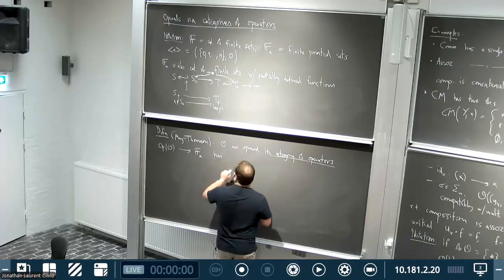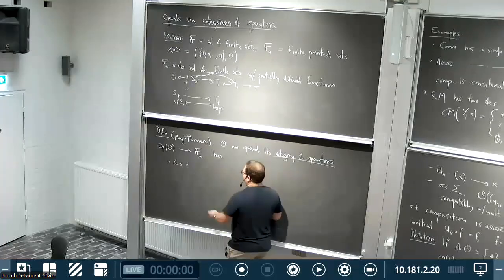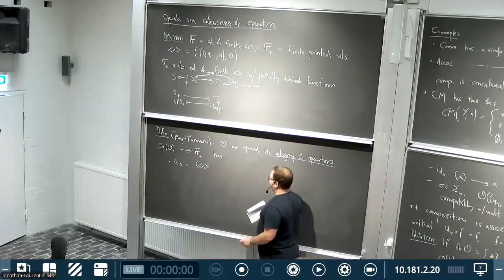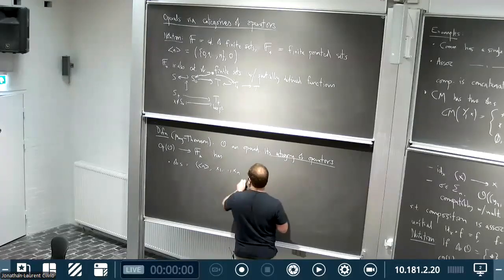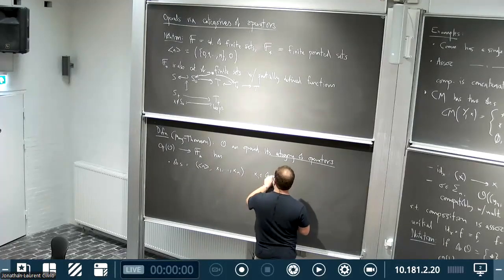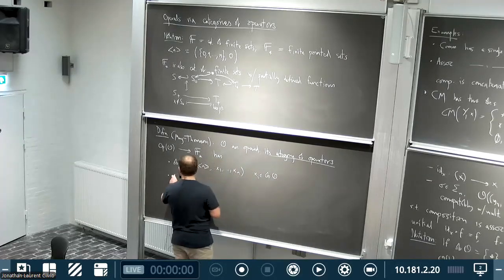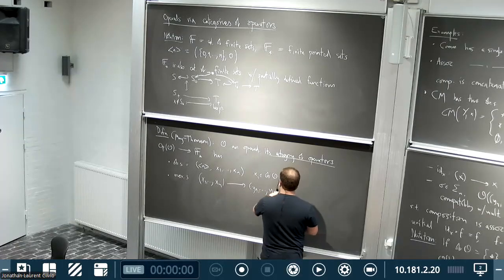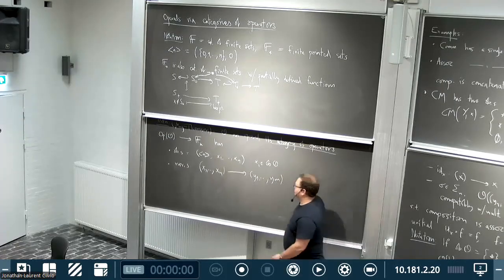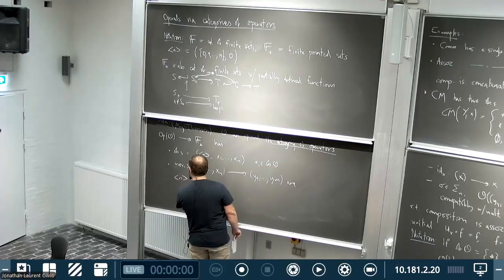As objects, we give a pointed set, and then a list x1 to xn of objects in the operad. And then we define morphisms in the list n to y1 through ym by taking, first, a map of pointed sets from n to m.